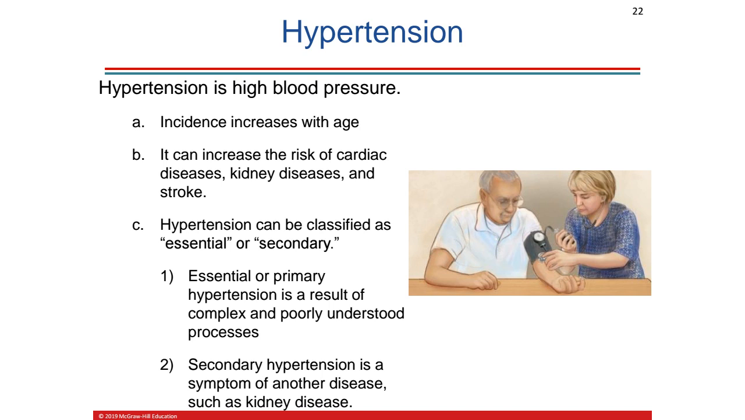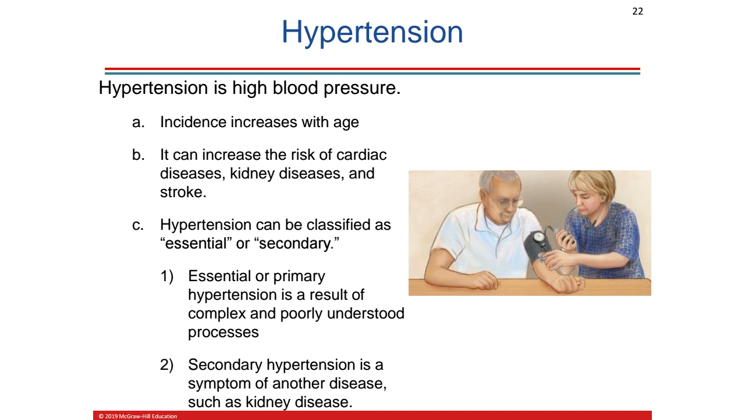Hypertension can be divided into either essential or secondary. Essential or primary hypertension is the result of a complex of poorly understood processes. This is the most common form of hypertension. Basically, this means that there's no single identifiable cause. It's probably a complex of different things that occur with advancing age, as well as perhaps being out of shape or overweight, those sorts of things.